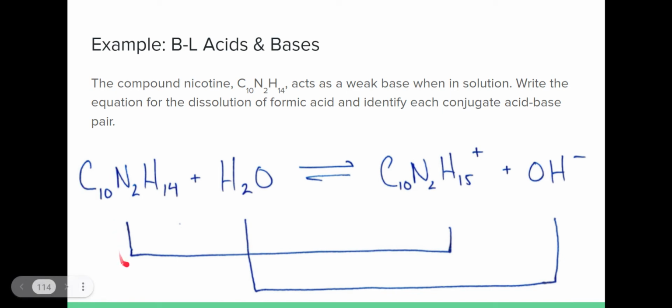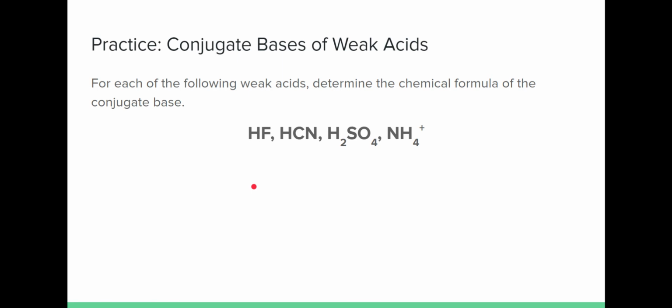The first conjugate acid-base pair that we can see here is nicotine with its conjugate acid. That's one conjugate acid-base pair, and water, since it's behaving like a Bronsted-Lowry acid, is forming its conjugate base, and these two substances also exist as a conjugate acid-base pair. When we're trying to predict what the conjugate of a weak acid or a weak base is going to be, it really just depends on whether it's behaving like an acid or a base.